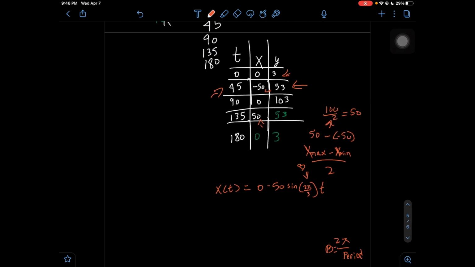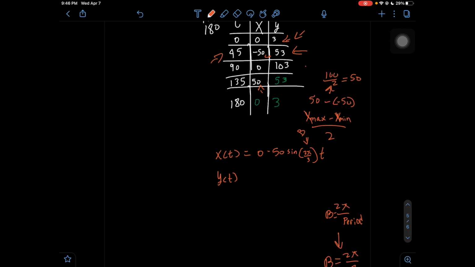Finally, we're going to do our y equation, so we have y of t, same process, but let's look at our data. We start at 3, we go to 53, then we go to 103. Well, we can see at the end we return to 3 again. So that means our center point is somewhere at 53. Well, if we're starting at the bottom, we know that cosine starts at the max, goes to the origin, and then goes to the min. Well, we're starting at the min, going to the origin, and then going to the max, meaning it's a negative cosine. So we're going to do the same thing.